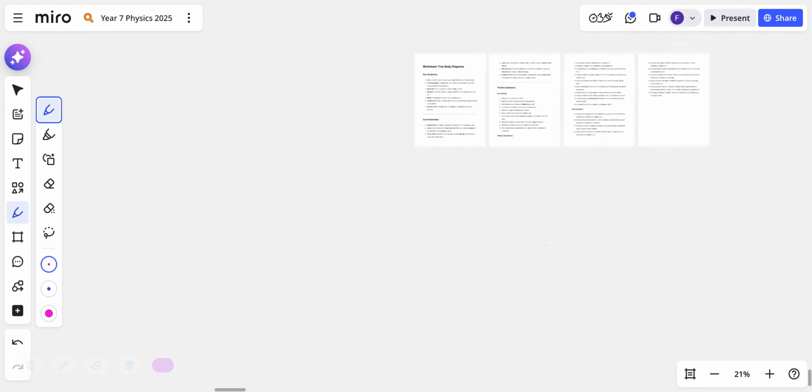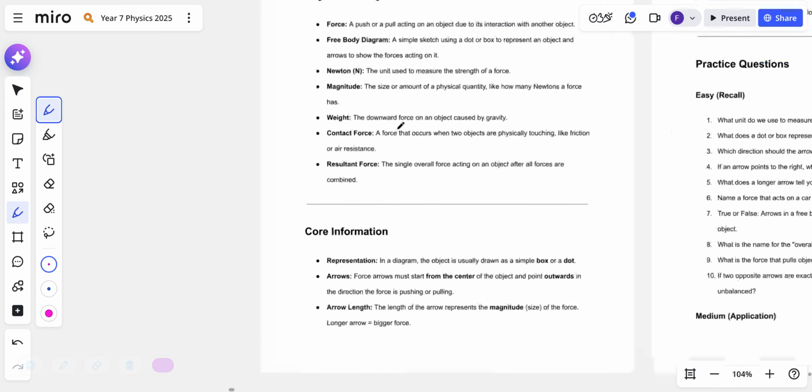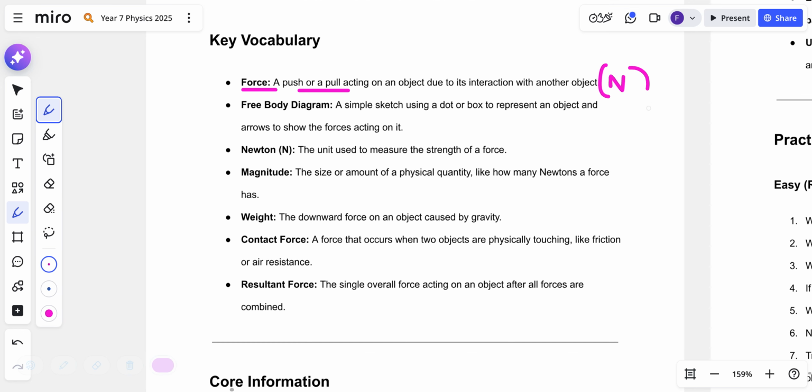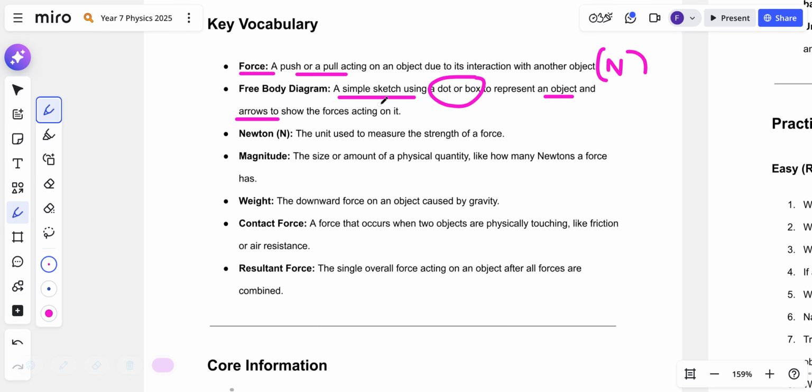So, about 8 minutes I've been talking. So I'm going to go through this kind of quickly. Force is a push or a pull. The units are always newtons. It's a vector, so we can use an arrow. A free body diagram is a simple sketch using a dot or a box to represent an object, and arrows to show the forces acting on it.